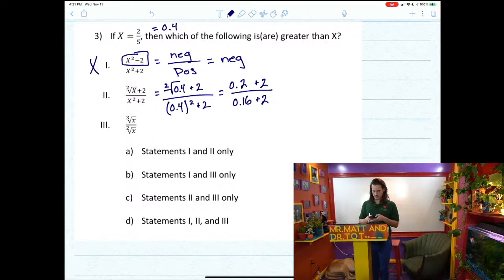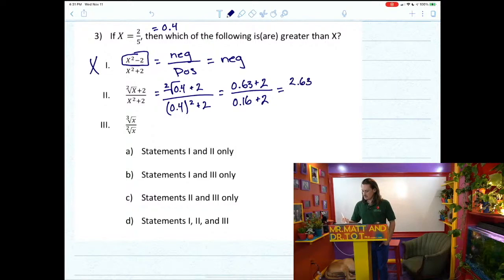Oops, I'm sorry, hold on. Let me just check that. I'm sorry, that's not going to be 0.2. The square root of 0.4 is going to be about 0.63. Sorry about that. Okay, so then this is going to turn into about 2.63 divided by 2.16. And that's going to be about 1.22 rounded.